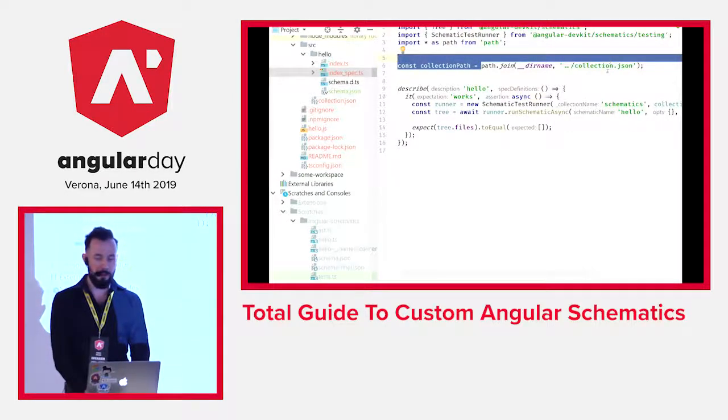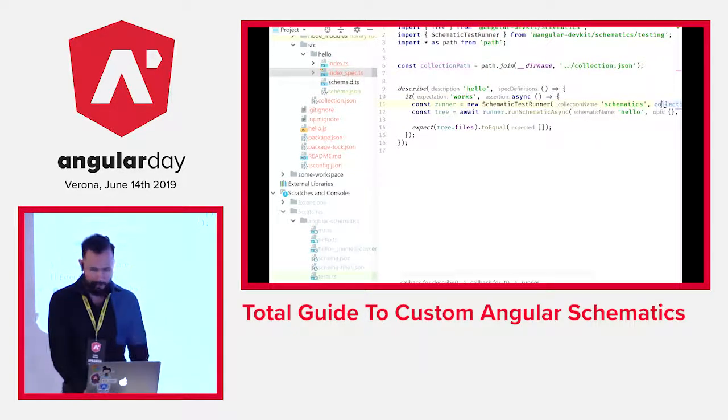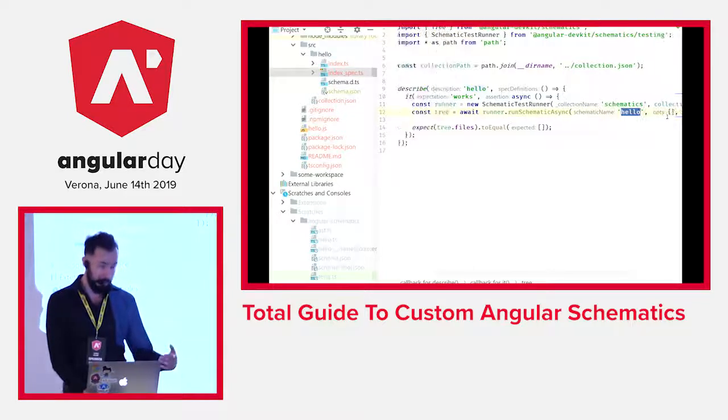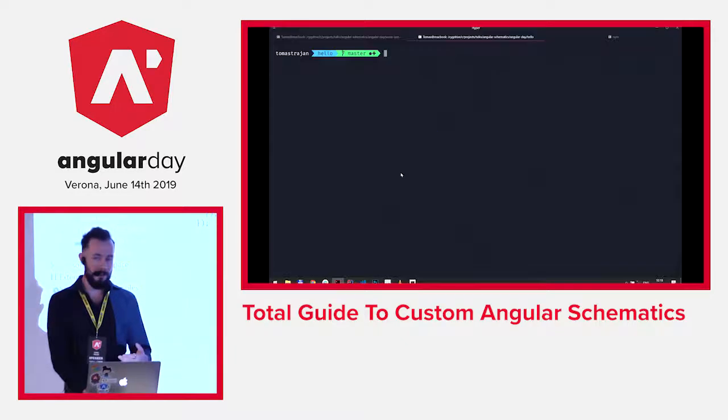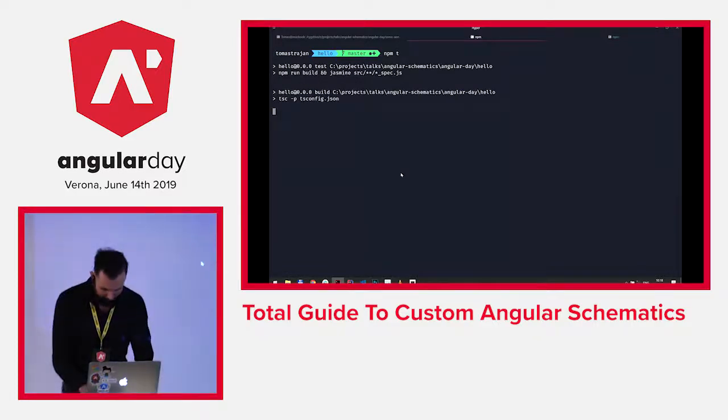First of all, we get hold of our collection because we want to test our local schematics, and then we create a runner from that collection, and then we try to run a schematic which is called hello, which we just implemented. We don't pass any options, and we try to run it on the empty tree. And then we expect that the tree will have no files in it, which should fail because we are actually generating the files. So let's see what happens.